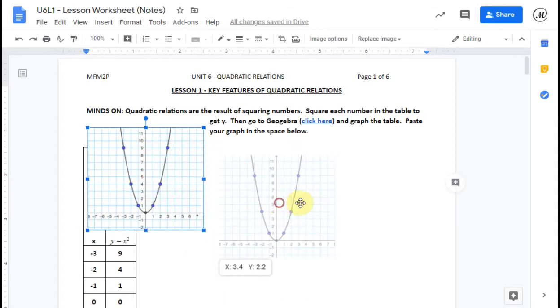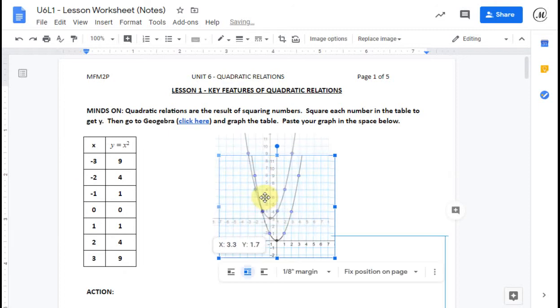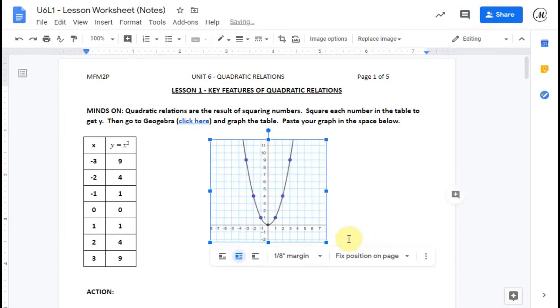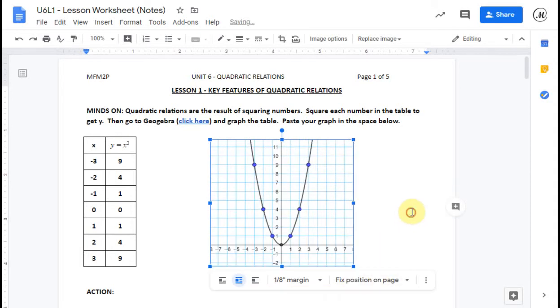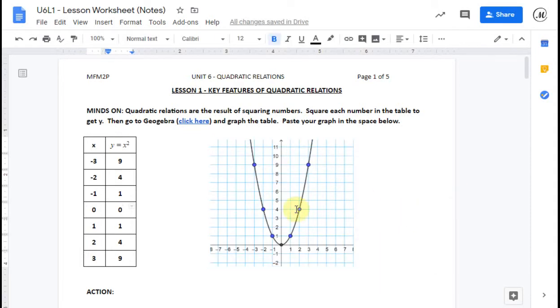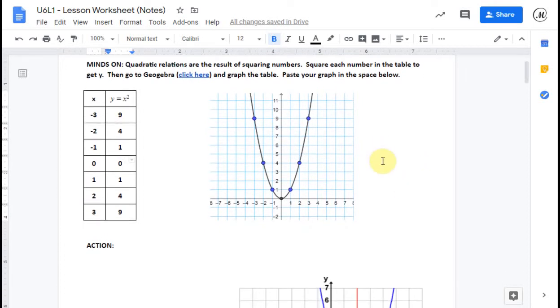Now I can take this graph and drag it anywhere in here, and I'm going to put it in that space that I had, and then you can resize it a little bit if you want it bigger. And there we go. So there's our parabola that we graphed from this table. So now you know what a parabola looks like. And really it's called a quadratic relation, and the shape of it is a parabola.